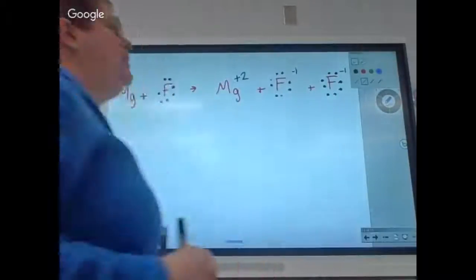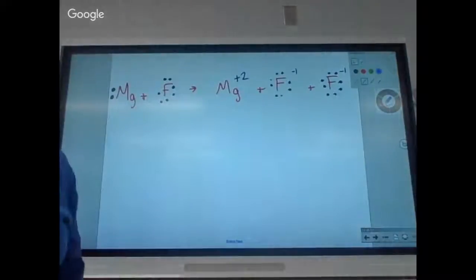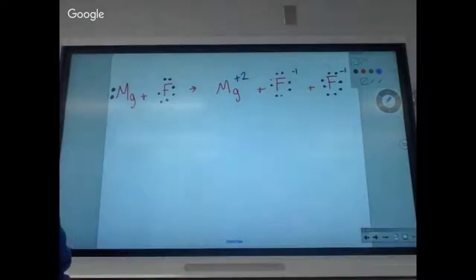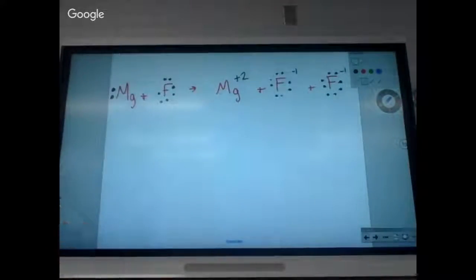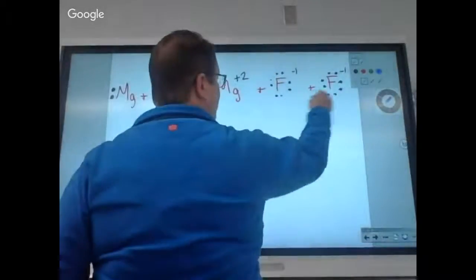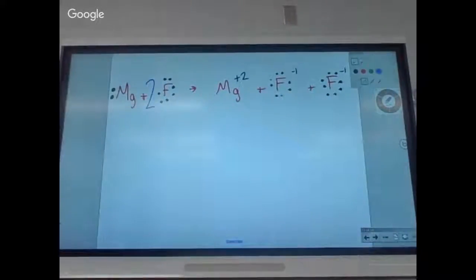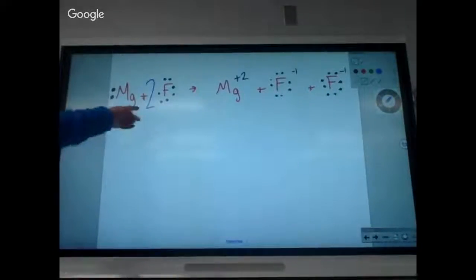Now, is the equation balanced? Yeah, we got to balance it too. So, the law of conservation of matter says if you got 2 on the right, you got to have 2 on the left. So we got how many fluorines here? So we got to have 2 there. We did balance it or not? Yeah, I just put a 2 right there.